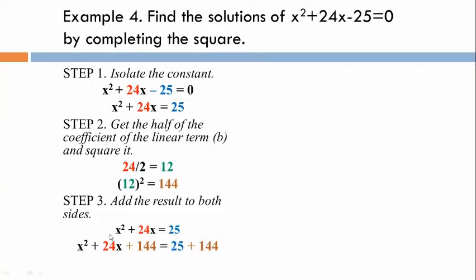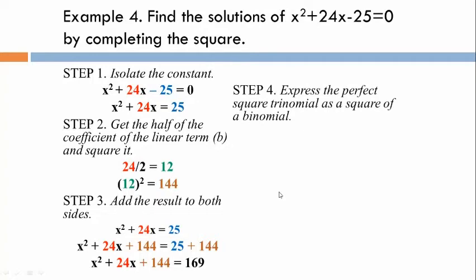And then we get x squared plus 24x plus 144 is equal to 169. From there, step 4 is we're going to express the perfect square trinomial as a square of a binomial. Just remember the hint I gave earlier that we just need to add half of the coefficient of the linear term. So that is x plus 12 squared is equal to 169.